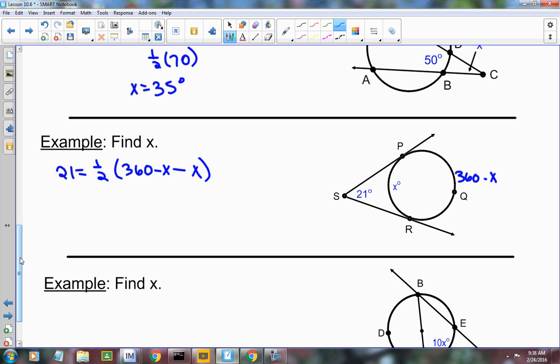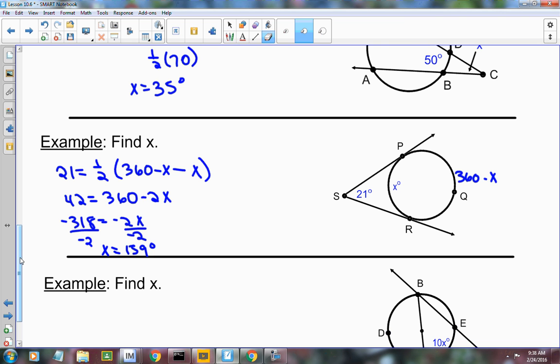So again I'm going to multiply both sides by 2. That's going to give me 42, and then this ends up being 360 minus 2x. I'm going to subtract 360 from both sides. That gives me negative 318 equals negative 2x. And I'm going to divide both sides by negative 2, and I get 159. 159 degrees there.